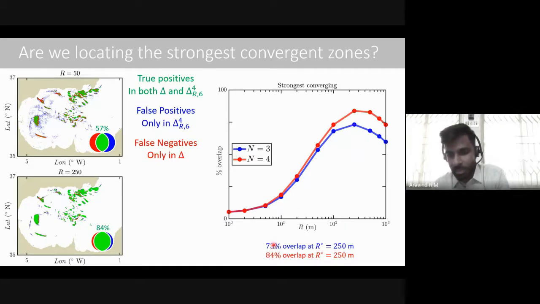I get 73% overlap for drifter triads and 84% for drifter tetrads, and they seem to be the optimal based on a percent overlap kind of analysis as well. So to conclude, even when I don't have reliable model fields, we can still use drifter trajectories in the ocean to figure out where these regions of strong convergence are. And that can in turn be used to locate regions of strong subduction in the out of plane direction.